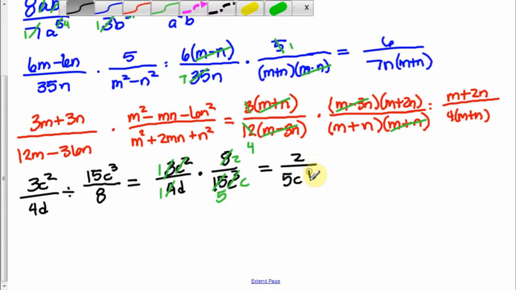5CD. So what we do to write things in proper form is we write our letters in alphabetical order if they're multiplied by each other, and our coefficient out front. So the number should go out front of the letters, okay? Does that look good? All right.